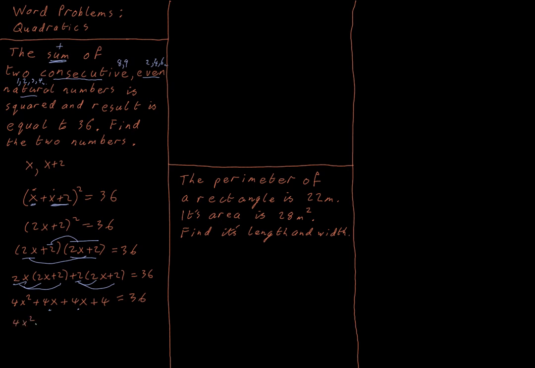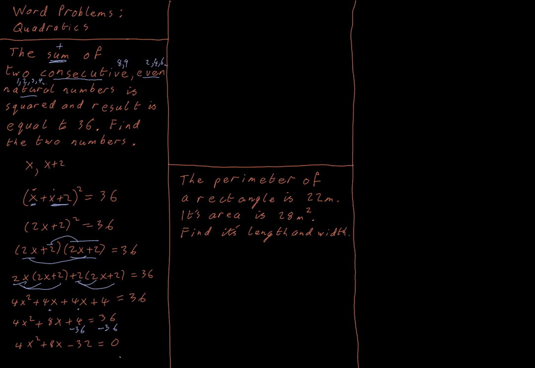4x squared plus 8x plus 4 is equal to 36. Now I recognize I've got a quadratic, so I want to try and factorize it. So that means I need to have everything over on the left-hand side equal to 0. So 4x squared plus 8x minus 32 is equal to 0.